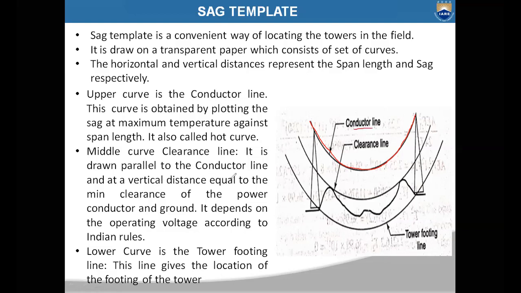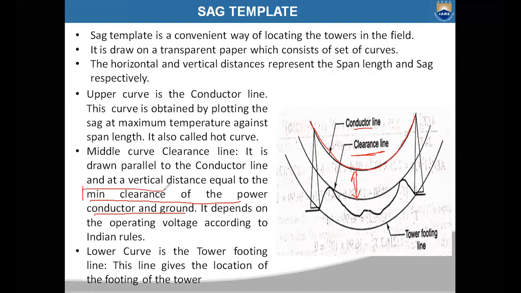Okay, it will be drawn parallel to the conductor line, and the vertical distance between this conductor line and your clearance line will be equal to the minimum clearance of the power conductor and ground. So actually this clearance line will be drawn exactly in parallel to the conductor line, and the vertical distance between these two will be equal to the minimum clearance of the power conductor and ground. How do you know this?